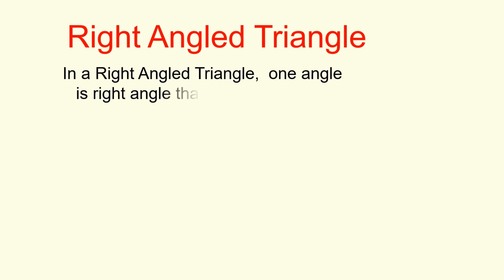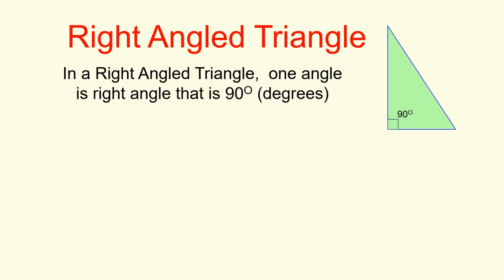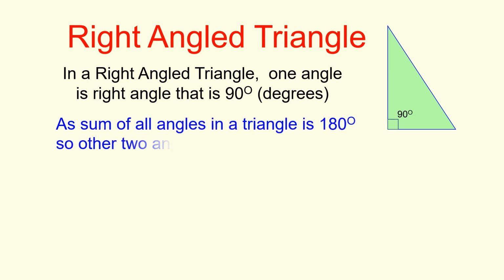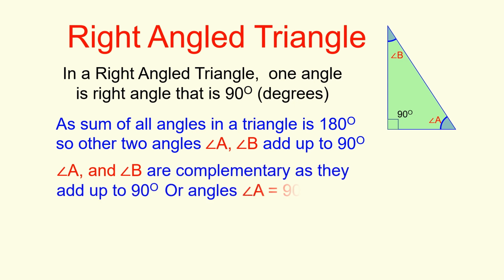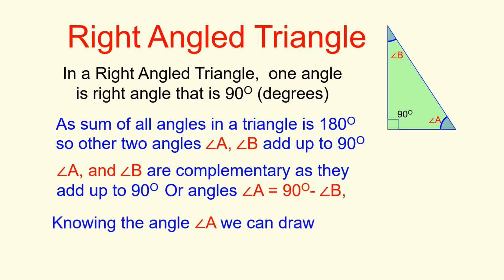The right-angled triangle. A right-angled triangle has one right angle, that is 90 degrees. As the sum of all angles in a triangle is 180 degrees, the other two angles, angle A and angle B, add up to 90 degrees. Angle A and angle B are complementary angles. If we know one of the angles, angle A or angle B, we can draw a definite shape of a right-angled triangle.